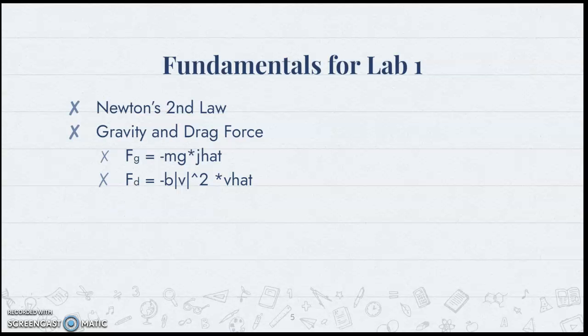Some fundamentals that will be featured in today's report is Newton's second law with a net force that is not zero. This can be represented as the velocity update formula, which is Vf equals Vi plus F net divided by m times delta t. We then also implement the equations for gravity and drag force. The force of gravity equation is negative mg times j hat, where m is the mass of the object, g is the gravitational constant 9.8, and j hat represents the direction in which the object is traveling.